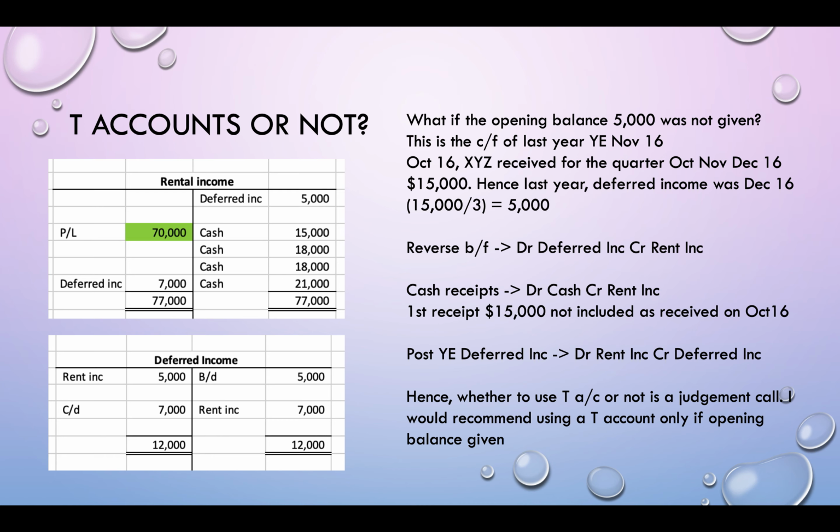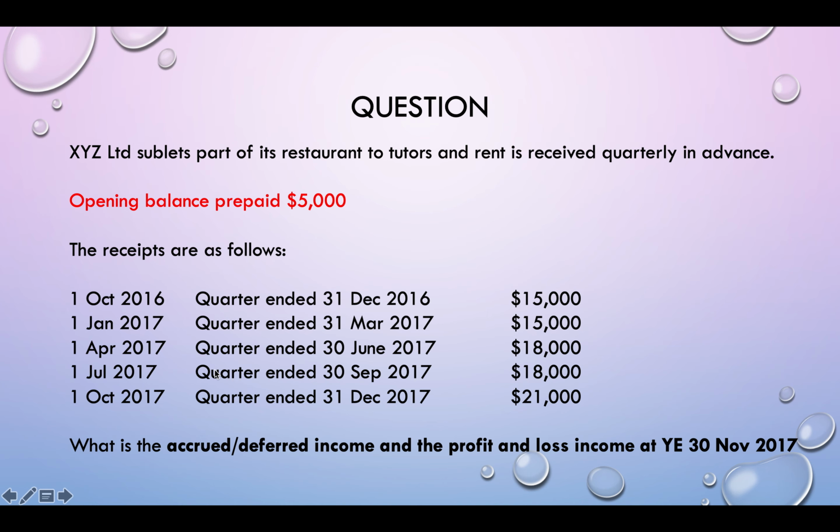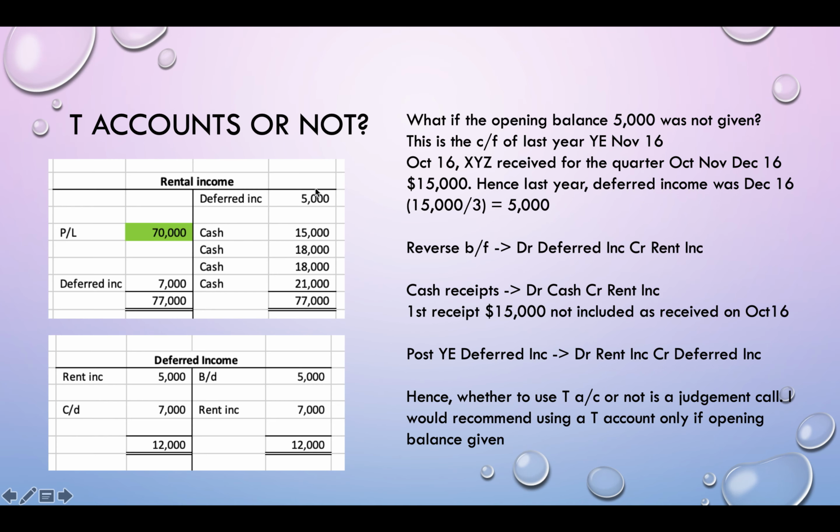What you need to do is to first insert the brought down figure given to you, 5,000, and this is in the question, 5,000. Deferred income is a liability, so any opening balance needs to be a credit balance. The question is, what if the opening balance of 5,000 was not given to you?